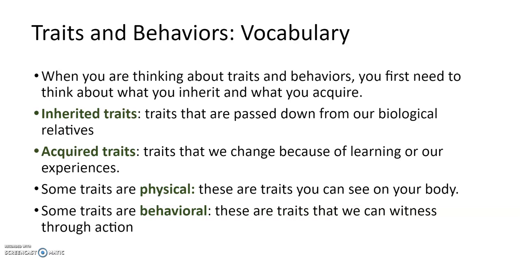When you're thinking about traits and behaviors, you need to first think about what you inherit from your biological relatives or what you acquire through life and experiences. Inherited traits are those that are passed down from our biological relatives. They come to us through our DNA. Acquired traits are traits that we change because of our learning or our experiences.